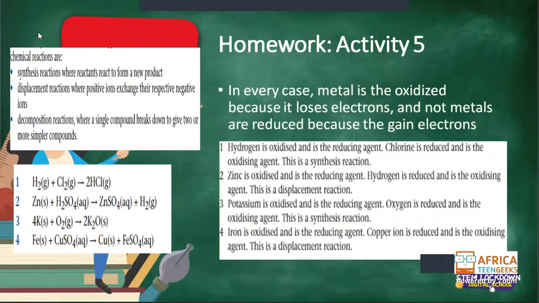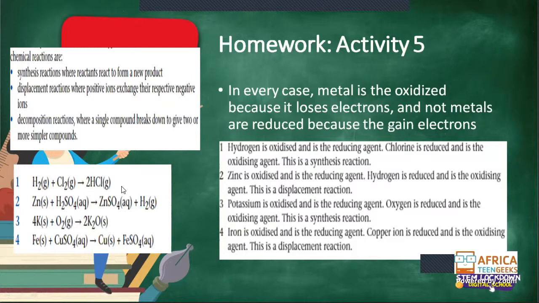Now we also have a displacement reaction, where positive ions exchange with respective ions. Okay, now that one is a bit more tricky, because in this case it is AB plus D equals AD plus B. So they just mix up onto each other and exchange ions, etc. So they do not all give you one product. So that's a displacement reaction. Okay, so now let's go to number one.